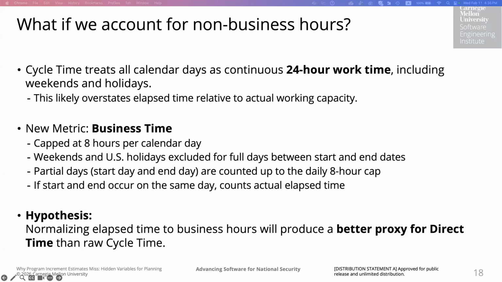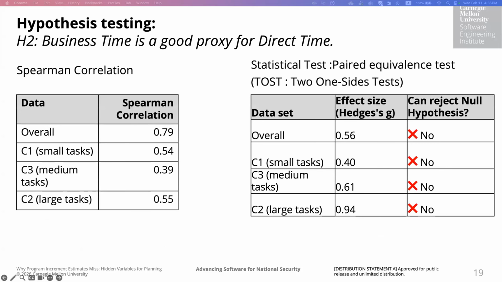In other words, what we do is convert the raw calendar duration into an approximation of available working hours. The hypothesis is straightforward. If we normalize elapsed time into business hours, it should behave as a better proxy for direct time compared to the raw cycle time. So now we test this second hypothesis that business time is a good proxy for direct time.